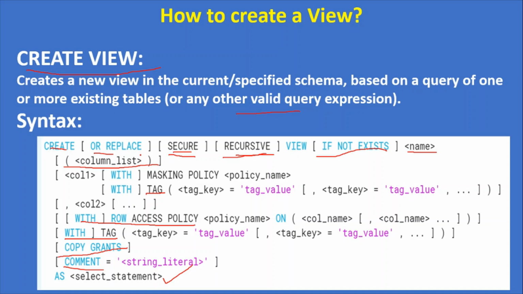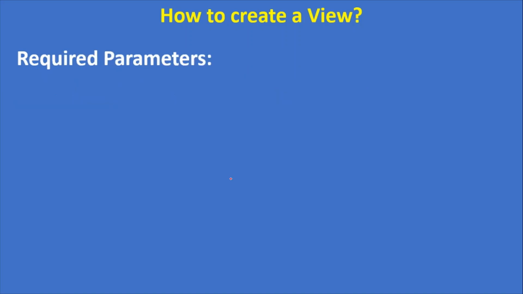Now we'll see one by one. Please note that as part of the demo, I am not going to show you what the masking policy is, how to apply the masking policy, row access policy, and tag. I will make a separate video on this. I already uploaded one video regarding the masking policy. If you want, you can watch how we implement the masking policy in Snowflake.